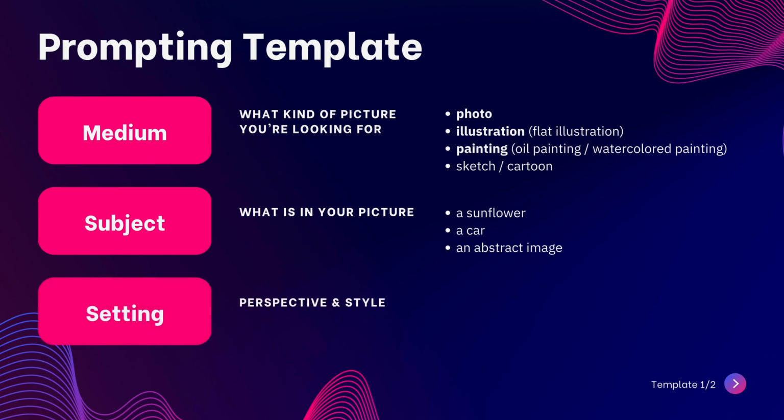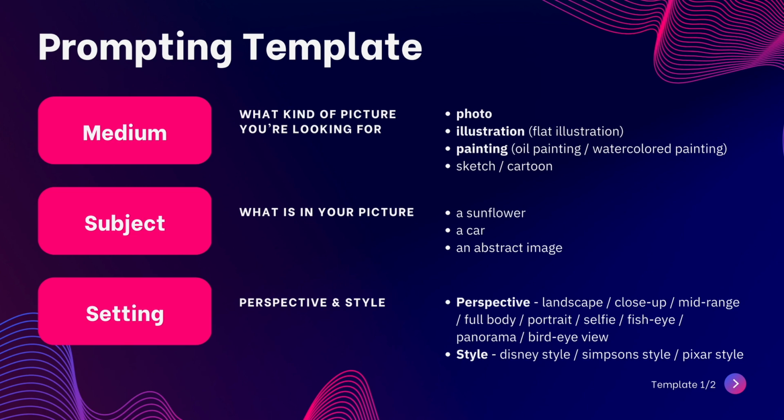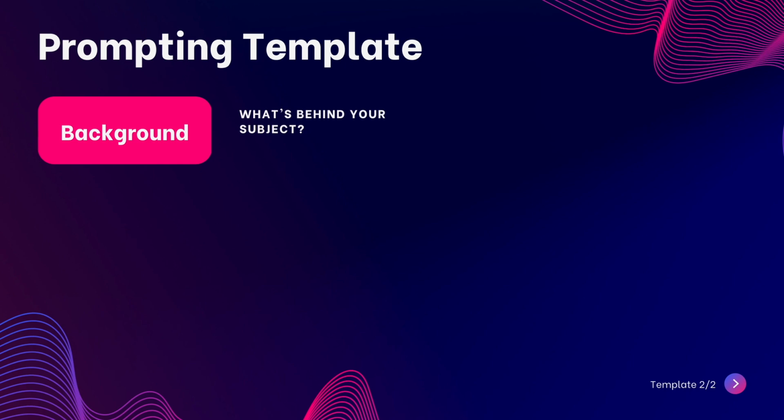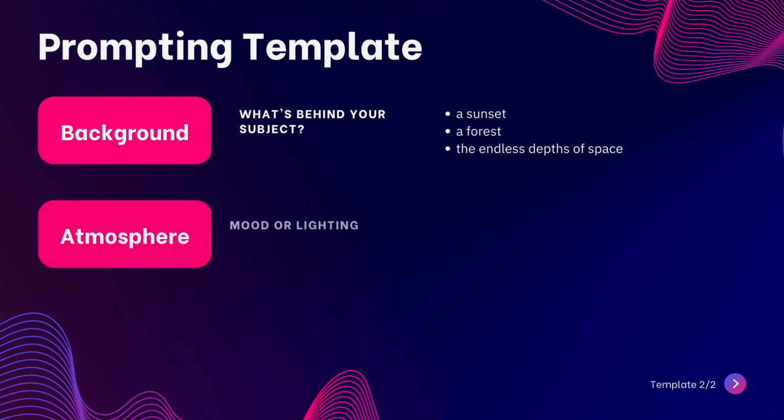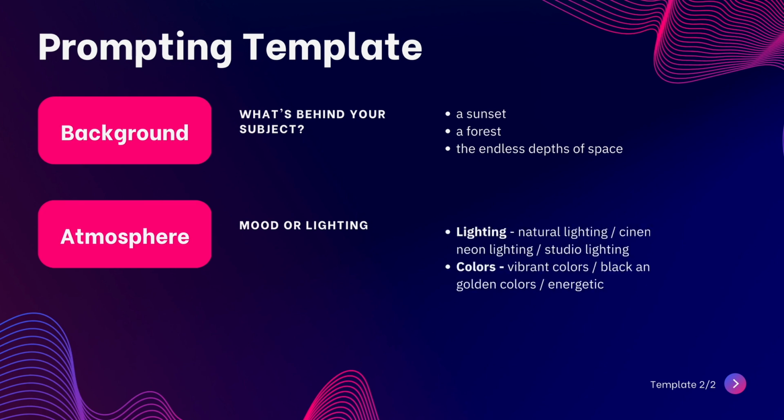Next we have the setting. This is where your subject is. Is it on a mountaintop or in a cityscape, close up with all the gritty details, or from a bird's eye view? Next part is the background. Here we can specify what's behind our subject. It can be a sunset, a forest, or anything else. And lastly, we can control the atmosphere. This is the mood or lighting. It can be sunny and cheerful or dramatic, cinematic lighting.